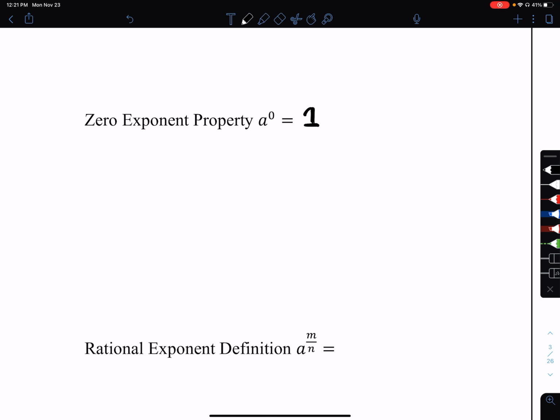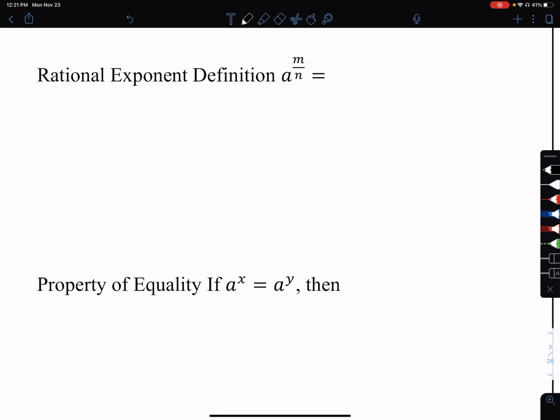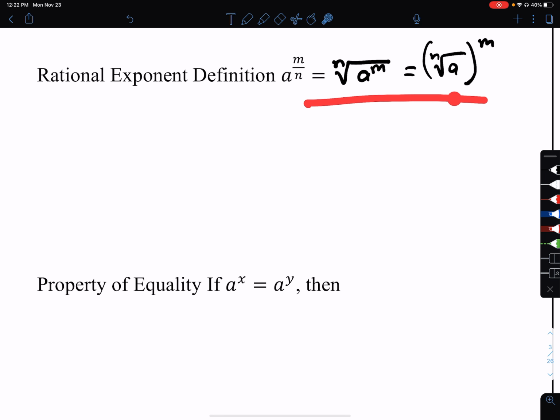Rational exponent definition. If you have a raised to an exponent, and that exponent is a fraction, you can write this as a root with a base on the inside. The denominator becomes the root, so it's the nth root, and the numerator becomes the exponent for this base. Now, I personally would never write it like this. There's another option, and that is, say, the nth root of a, and then raise it to the m. These are equivalent things. It's the definition of a rational exponent.